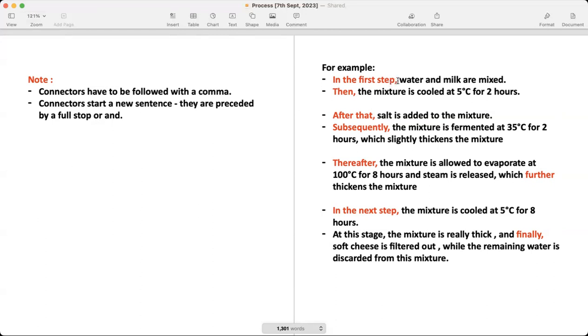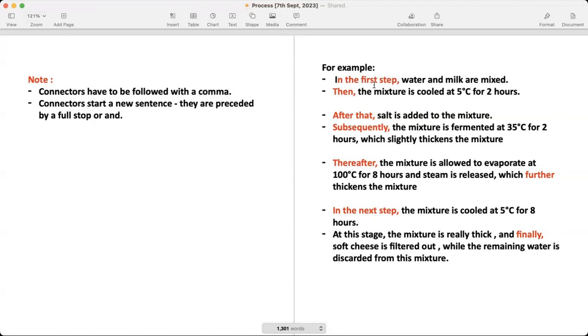You are going to have to make the examiner pause here while speaking. So you're going to put a comma after every connector. And they are preceded by a full stop. Before the connector, there's a full stop. If there's no full stop, there's an and. So either there can be an and or there can be a full stop. It cannot begin like that. It cannot join sentences. Okay.